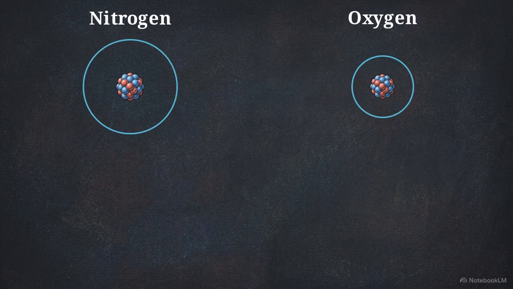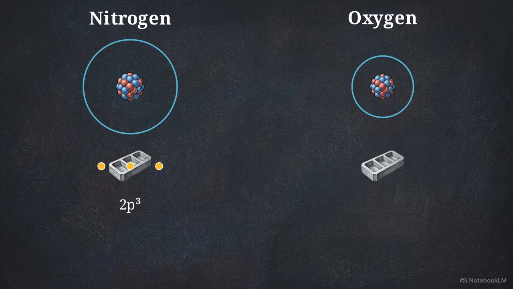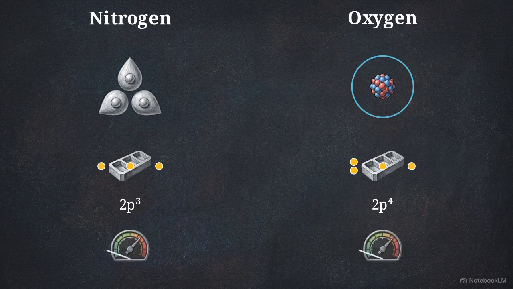Look at this comparison of nitrogen and oxygen. Oxygen is further to the right, meaning it's physically smaller, but check their electron configurations. Nitrogen ends on exactly 2p3. Every orbital in the p subshell holds exactly one electron. That perfect symmetry provides immense structural stability. If you try to rip an electron away from that perfectly balanced arrangement, the energy meter spikes.